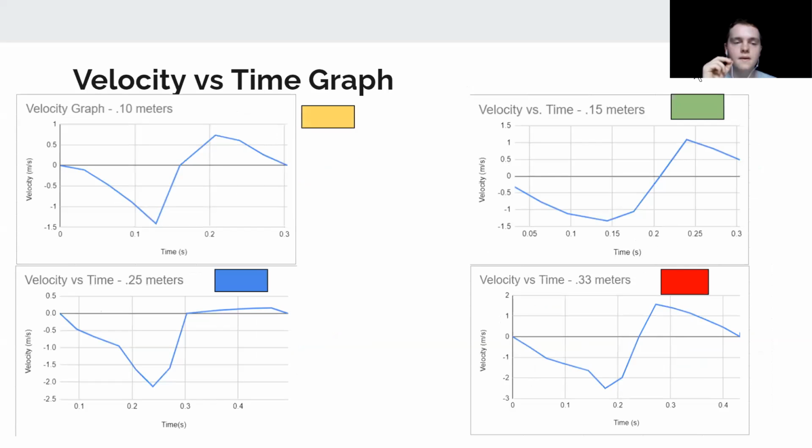Here are velocity versus time graphs for all 4 trials. The velocity is negative at first as the ball is heading towards the origin, which we marked as the ground. And as you can see, the velocity changed to positive as the ball heads away from the origin after the bounce.